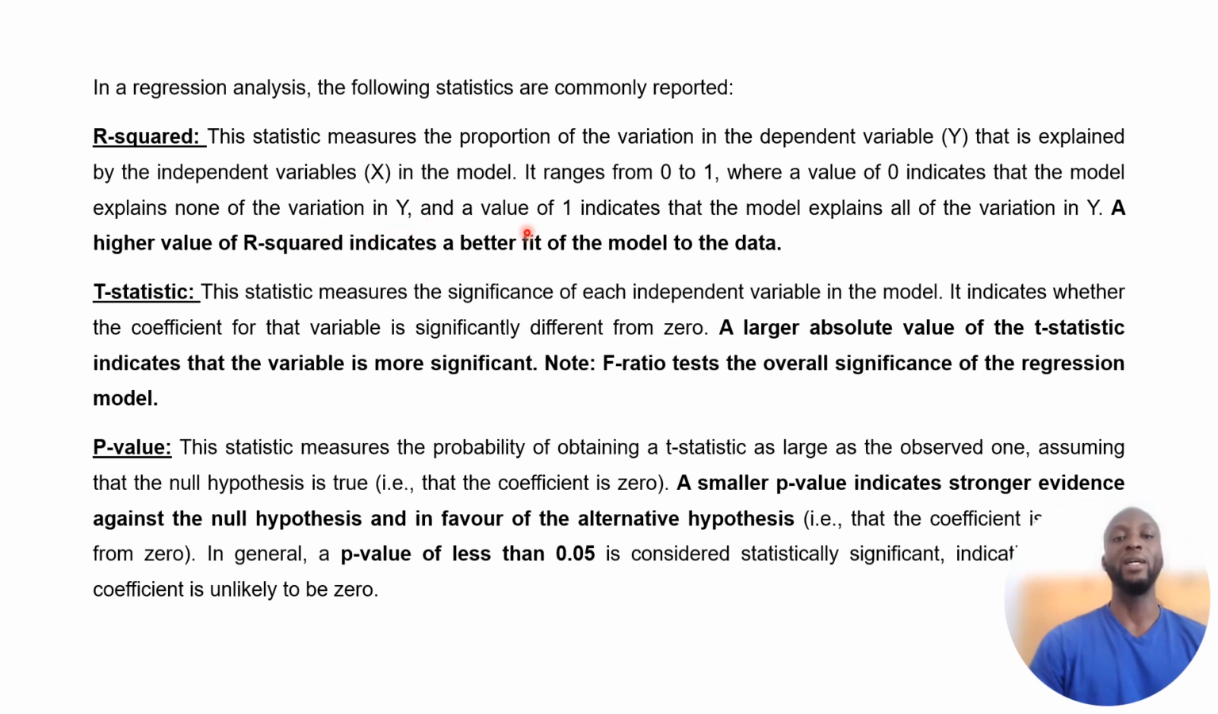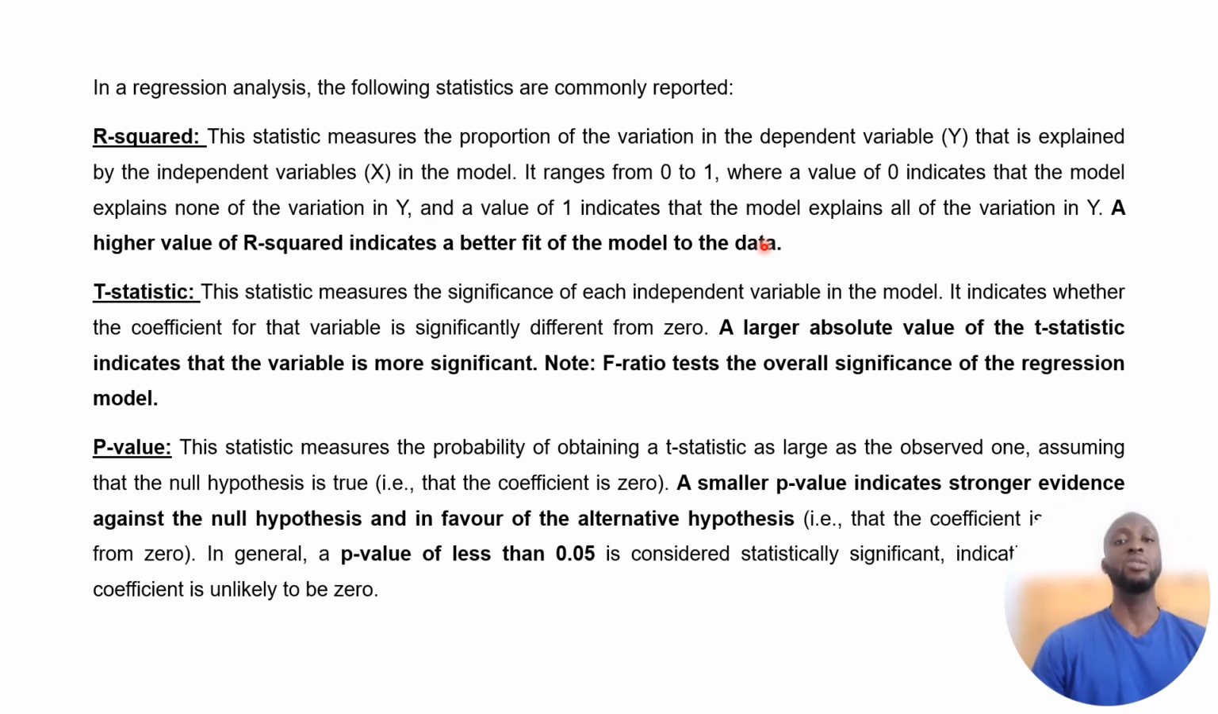Sorry, when I said the variables x, I meant the price, income, and advertising. Those are the variables we're considering. Apologies. And a value of 1 indicates the model explains all the variation in y. A higher value of R-squared indicates a better fit of the model to the data. So whenever we are reporting the result, the first thing we look out for is our R-squared.